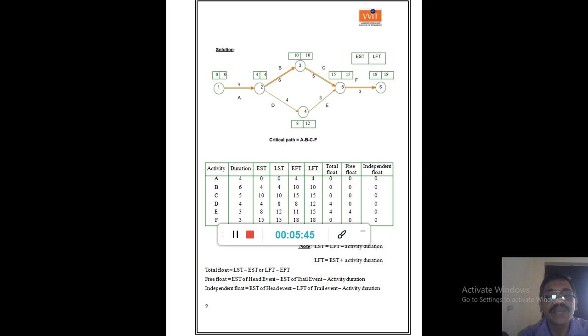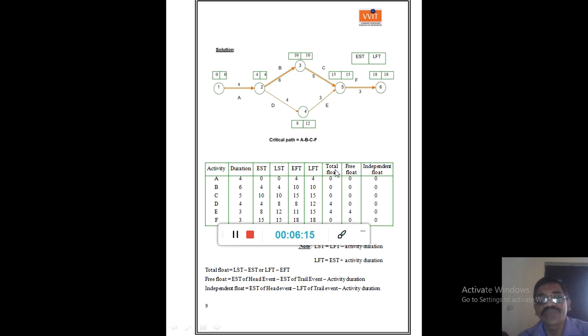So in this problem the activities A, B, C, D, E, F and their durations are given, and the EST, LST, EFT, LFT calculations have been shown. EST we have calculated. EFT means EST plus duration. Then LFT we have calculated. LST is LFT minus duration.